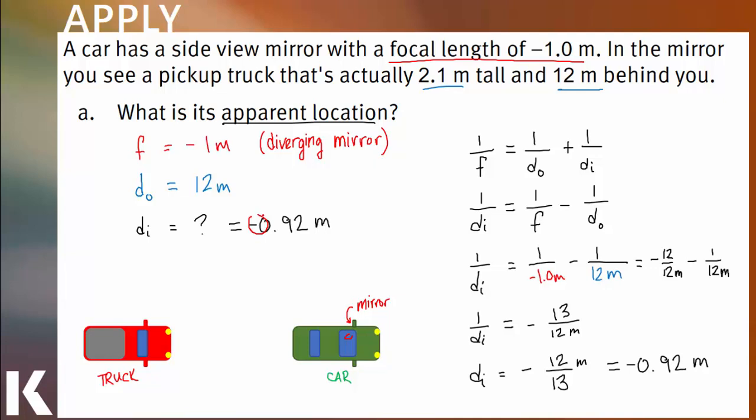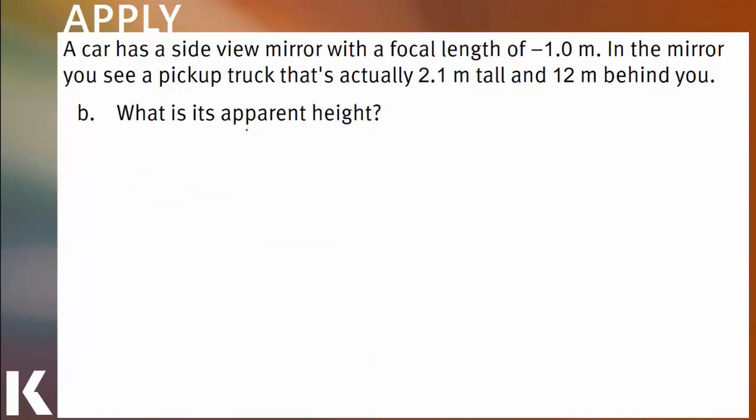Let's try the second part of this question. In this question, we're asked what is the apparent height of our truck? And now anytime we're asked about apparent height or the size of an object, I want you to think of the magnification equation that you learned in a previous video. Here it is. M equals negative di over do. And from here, we can plug in the terms that we already know. Negative 0.92 from our previous question, and then 12 meters from the question stem itself. When we calculate this, we're going to get the answer of 0.077.